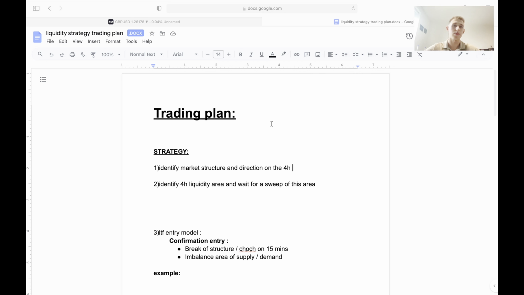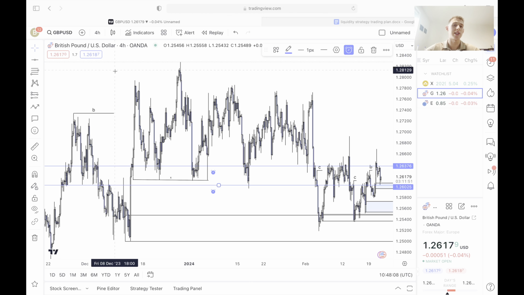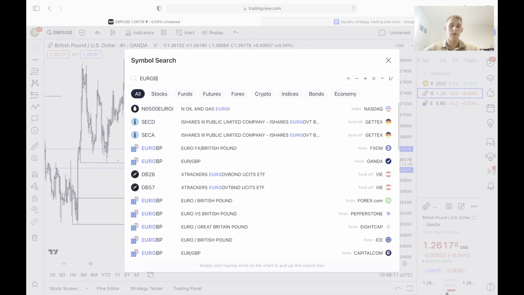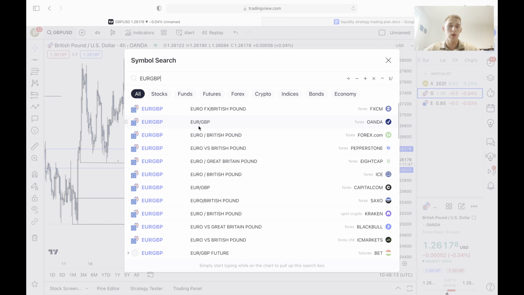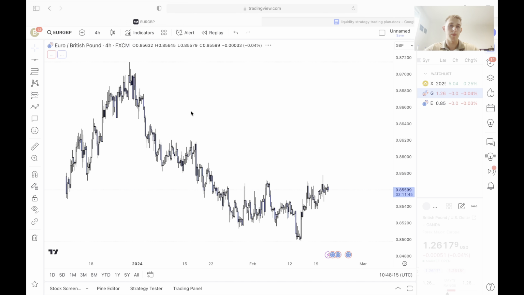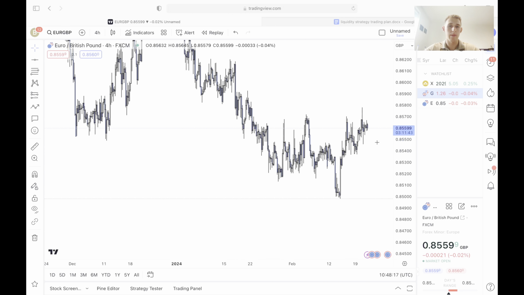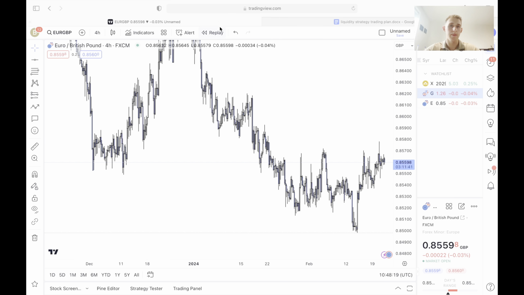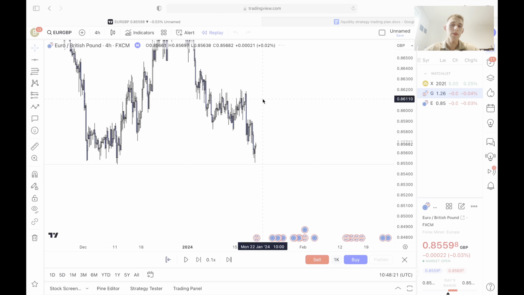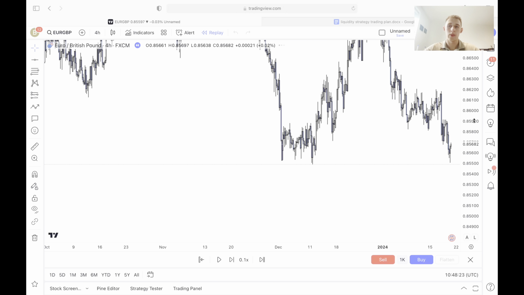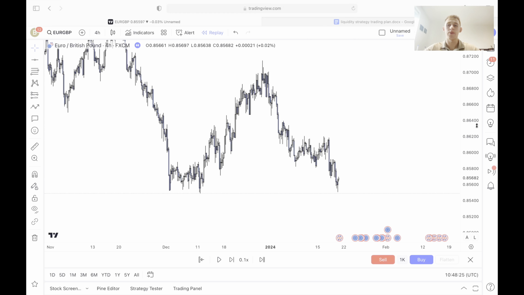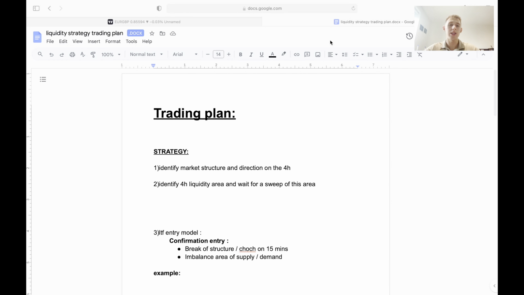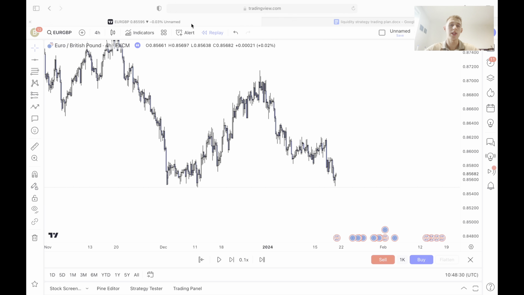So if we just go through this as an example, okay, so what I mean by identifying market structure and direction, this is going to be a quick example of how we actually go about doing that.